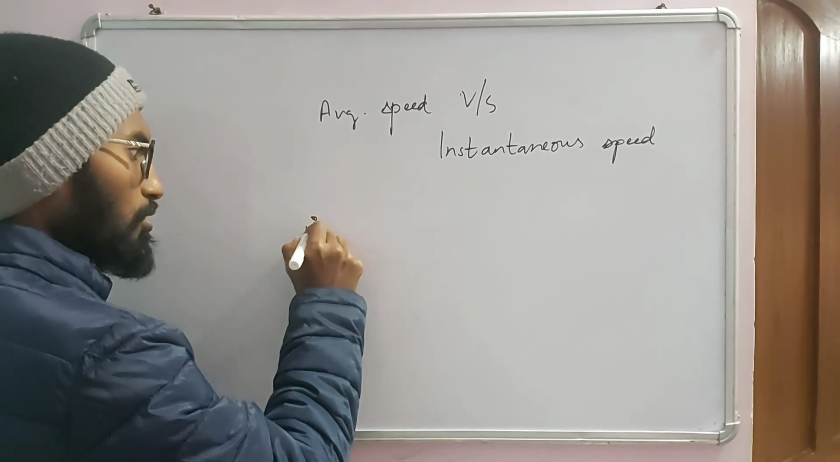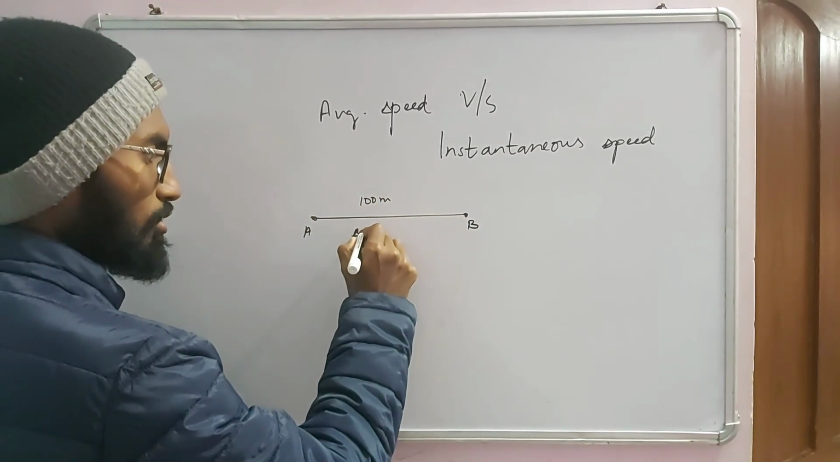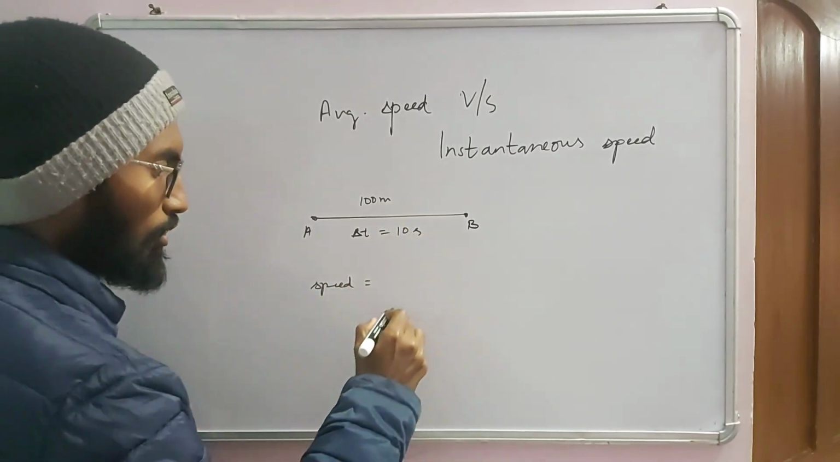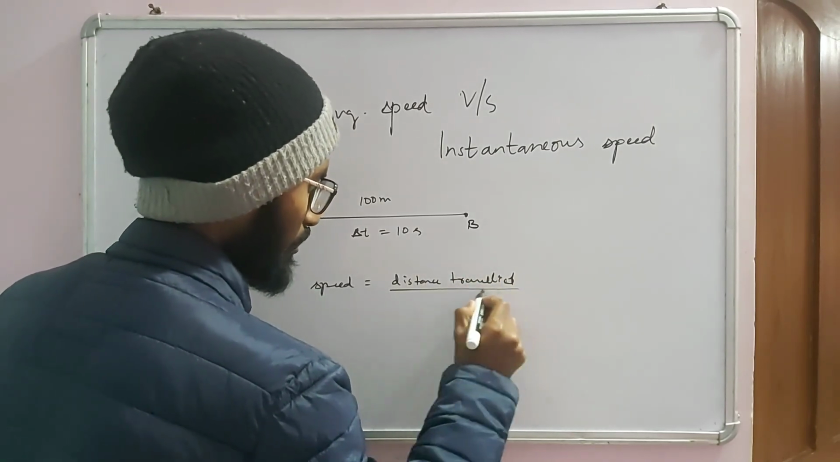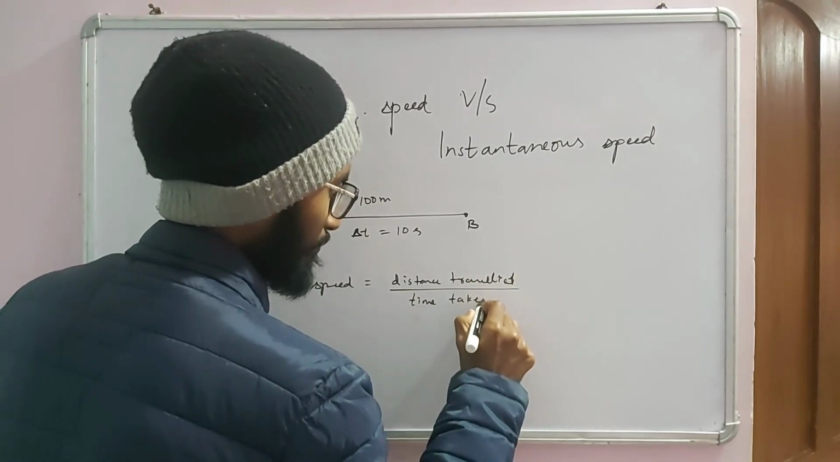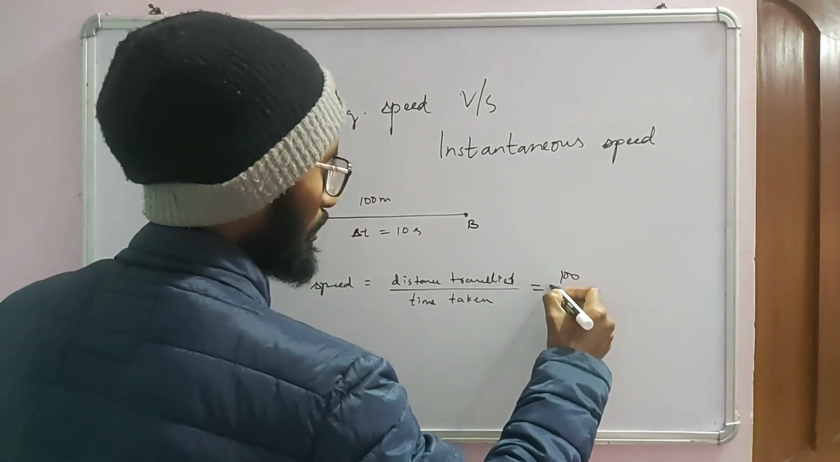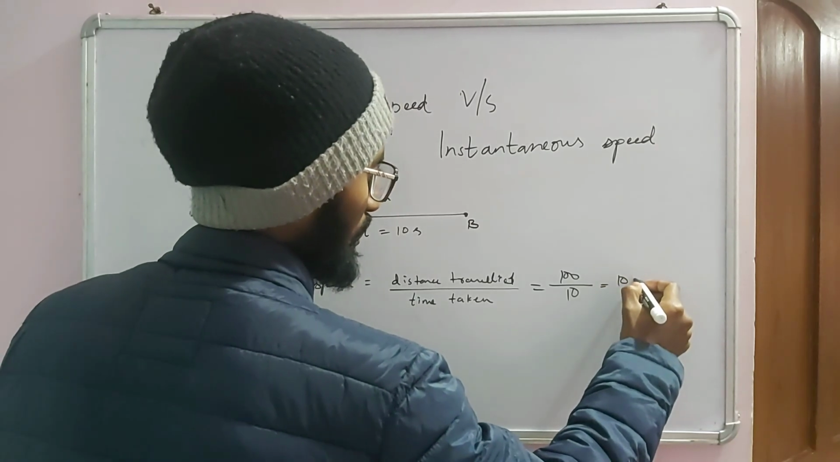A body moves from point A to point B, and it covers a distance of 100 meters in a time duration of 10 seconds. Now, if you calculate speed, you will simply take the ratio of distance traveled upon time taken. The distance traveled is 100 meters, so you will put 100 here, and the time taken is 10 seconds, so you will put 10. This will come out to be 10 meters per second.